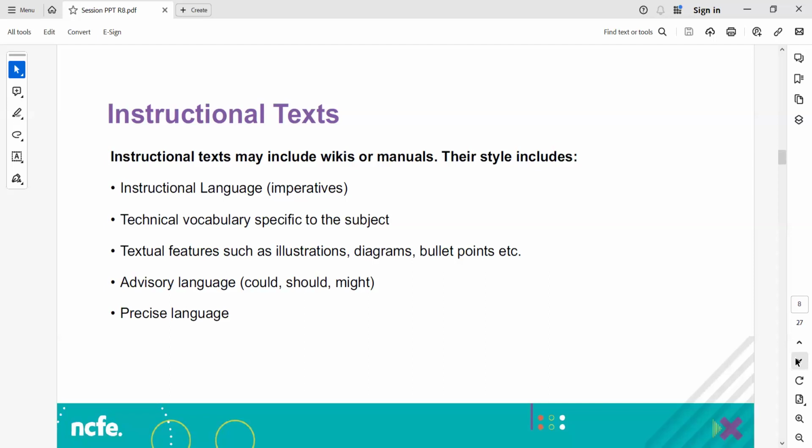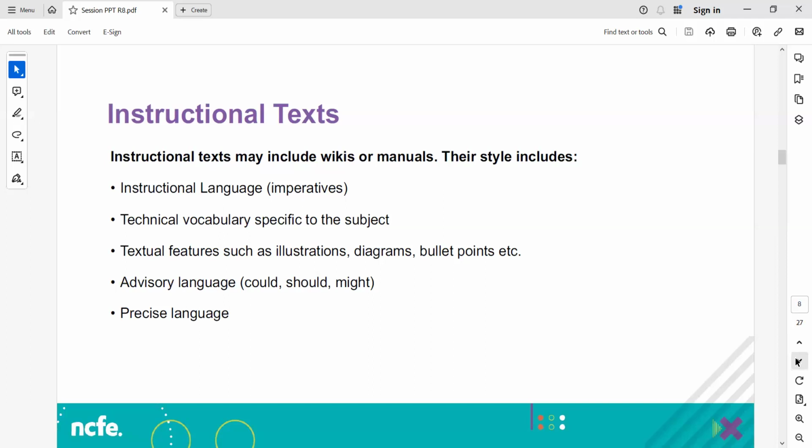Or, for example, in a recipe, you might want to mix the ingredients together. It will just say mix the ingredients together. So it's instructional, it's giving a command. And there'll also be technical vocabulary specific to the subject. Features such as illustrations, diagrams, and bullet points will help the reader to follow the instructions.